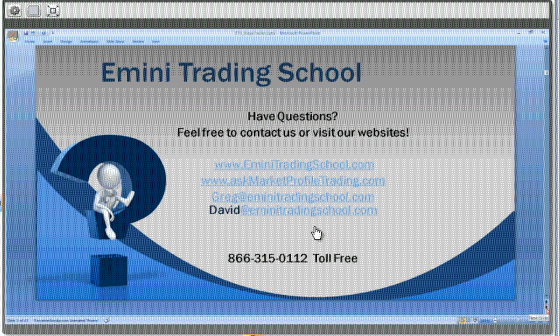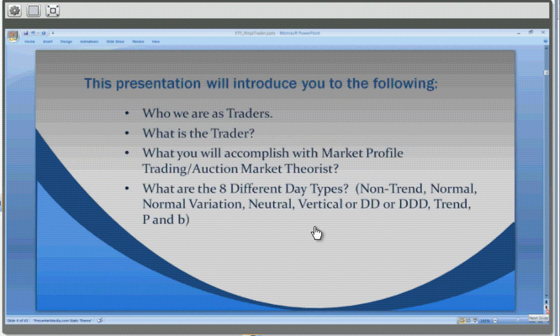Let's go ahead and just go through these slides here. What we're going to do is introduce you to the following. Basically we're going to talk about who we are as traders, what is a trader, what you will accomplish with market profile trading, and being an auction market theorist. We are day type traders, but we also read delta, auction market theory, as well as profiles. But we do like to understand the day types. The day types will tell us where the market's going, very well. So we are day type traders.